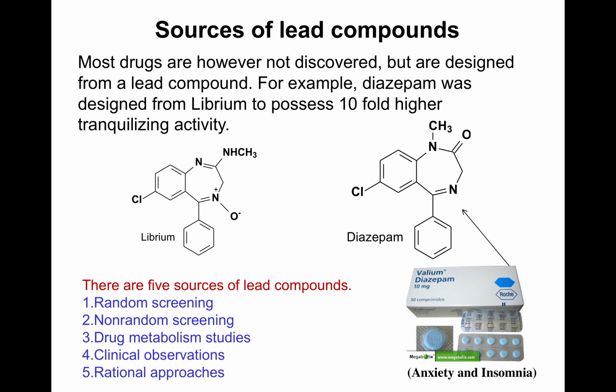So what we will do in this lecture is to have a look at the sources of lead compounds. And it's very important to note that most drugs are not discovered but are designed from a lead compound. There are mainly 5 sources that you can use to find lead compounds, and that is random screening, non-random screening, drug metabolism studies, clinical observations, and rational approaches. We will now go through each of these approaches, and I'll show you some examples as well on how this has been used in drug design and discovery.